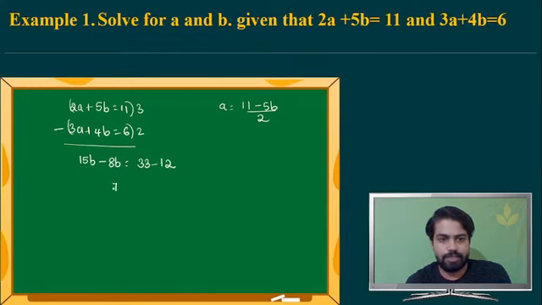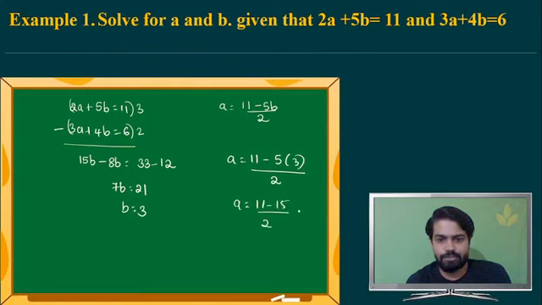So what I can see is 7b is equal to 21. So b is equal to 3. Substitute this value in this equation. So 11 minus 5 into 3 divided by 2. So what I get is 11 minus 15 by 2, which is minus 4 by 2, minus 2. So the answer for this question is (-2, 3). A is minus 2, B is 3. So that is the solution.